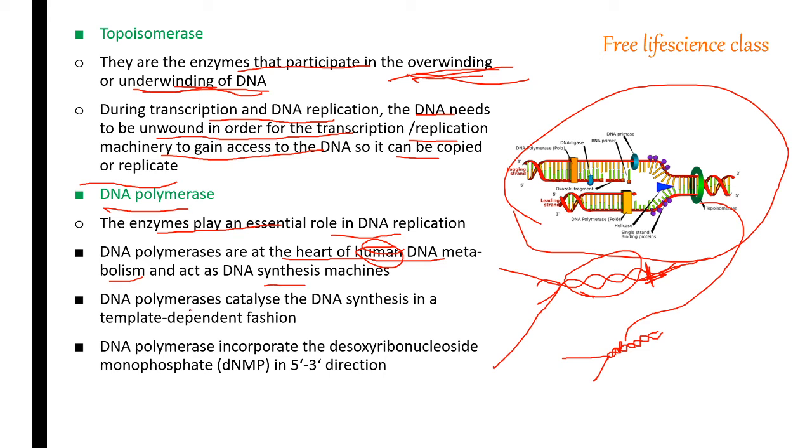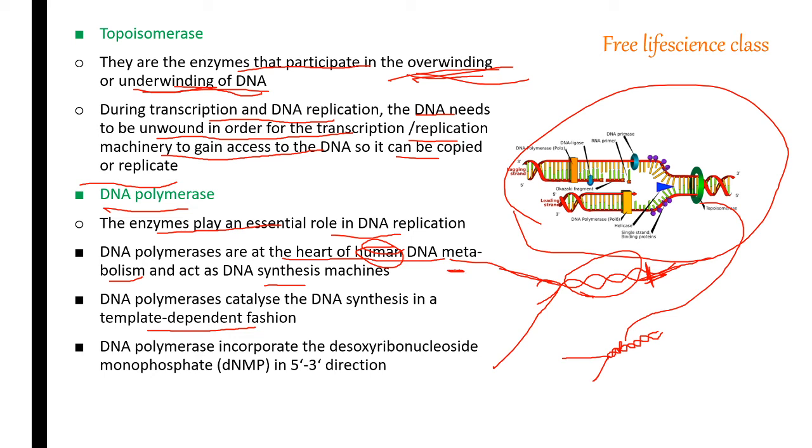So this DNA polymerase catalyzes DNA synthesis in a template dependent fashion. This is your replication fork. So your DNA polymerase will add nucleotides. One thing is that the DNA polymerase has a drawback. It cannot initiate DNA replication. Always remember that, please note this point. DNA polymerase cannot initiate DNA replication. It needs a primer.